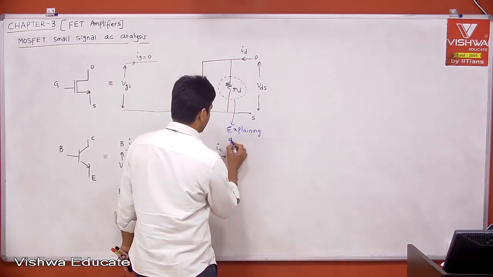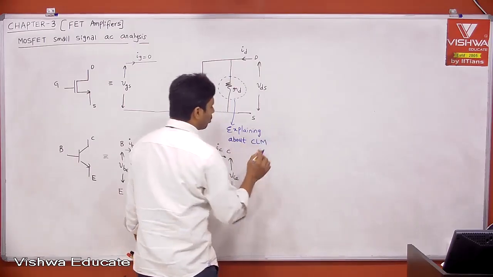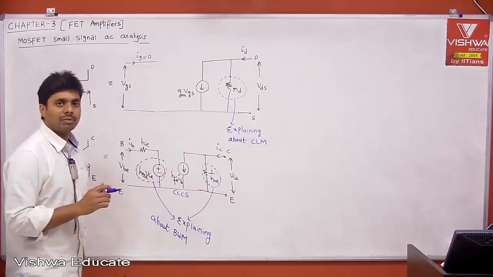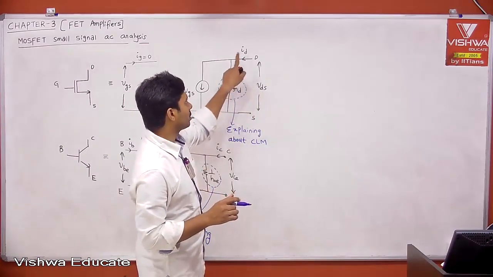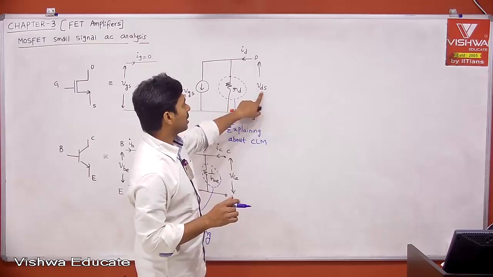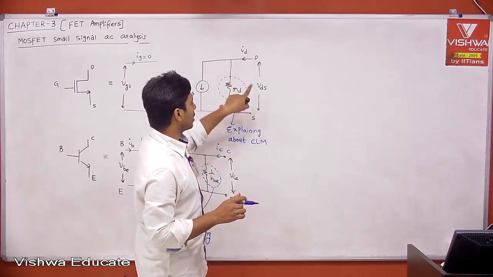Explaining about channel length modulation. What is channel length modulation? You will get it from device operation. When VDS increases, your ID also increases because of VDS. But I am expecting ID to be controlled by only VGS. But your ID is also a function of VDS.